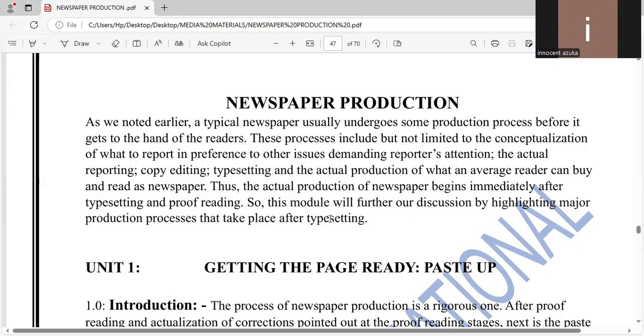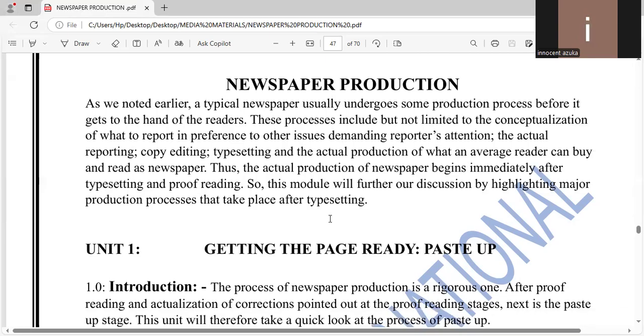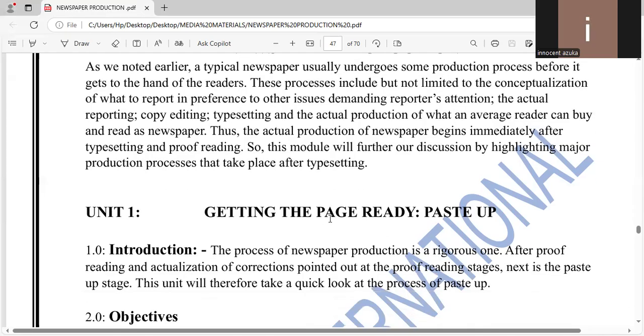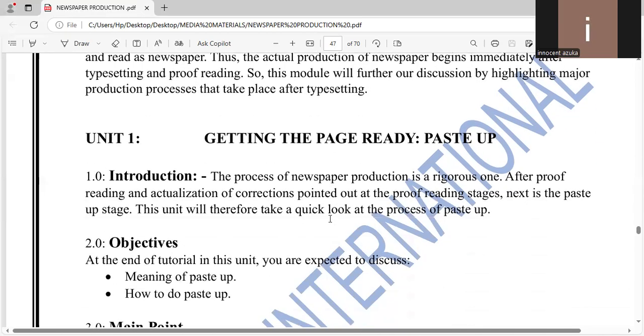Thus, actual production of the newspaper begins immediately after typesetting and proofreading take place. So, how do we get this page? After proofreading and the actualization of corrections pointed out at the proofreading stage, next is the paste up page.